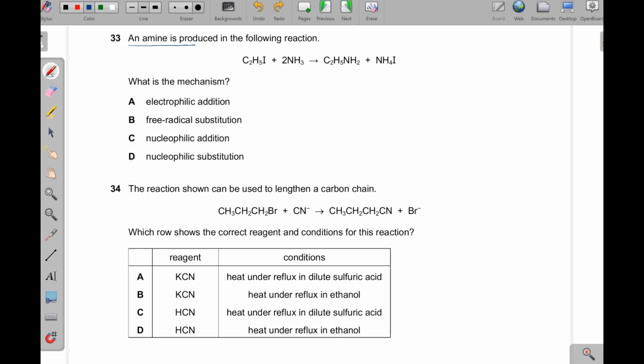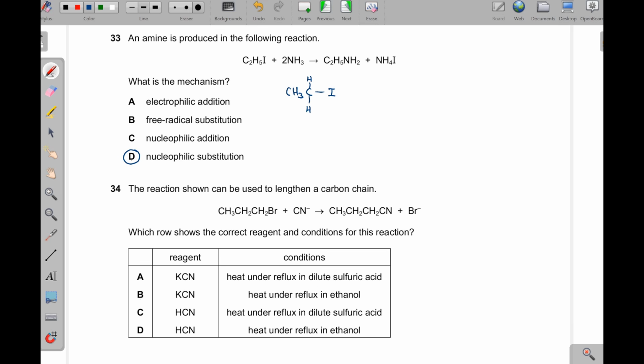Question 33. An amine is produced in the following reaction. So we have iodoethane, plus ammonia, and then you get ethylamine, plus an ammonium salt with the iodide, ammonium iodide. What is the mechanism? We can see that this one is replaced with this. So that is a nucleophilic substitution. Actually, this one is like this. We have a C, then this is the iodide, and then we have the 2 hydrogens here.